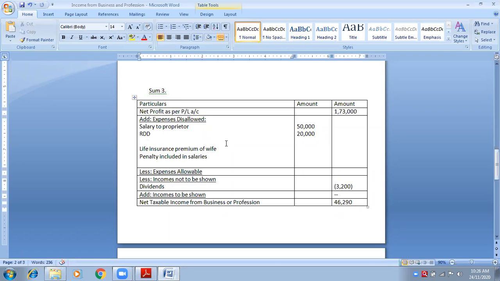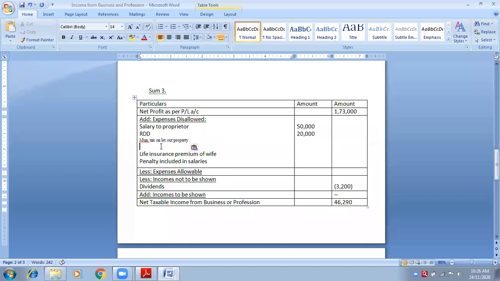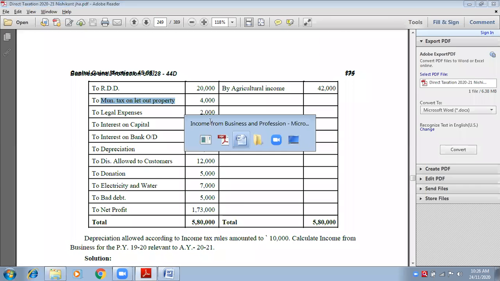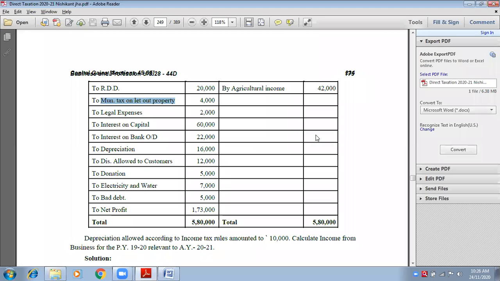Add expenses disallowed. So here I will write municipal taxes on let out property. You also have to write municipal taxes on let out property. Okay. And what is the amount of let out property municipal taxes? 4,000. 4,000, ma'am. Yes. 4,000 completely disallowed.